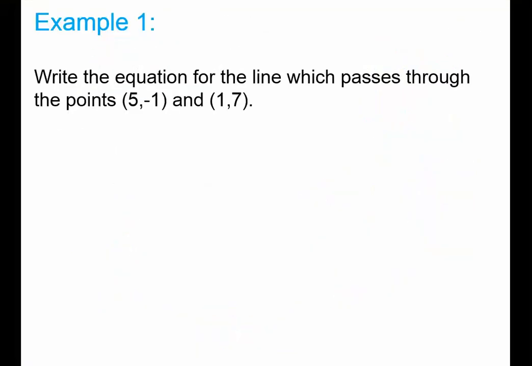But if you feel like you got it or you're ready to try, let's go ahead and do one. So this is your first blue example. It says write the equation for the line which passes through the points 5, negative 1 and 1, 7. I want you to go ahead and try this one on your own, and don't resume the video until you think you've figured it out. Okay, go ahead and pause now, and then unpause once you're ready.